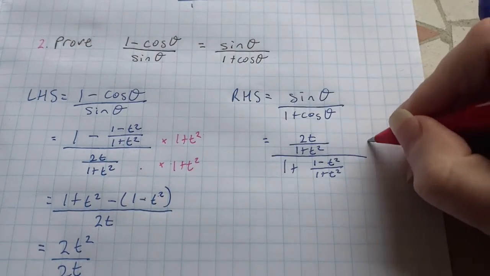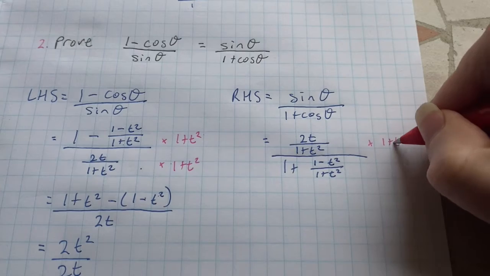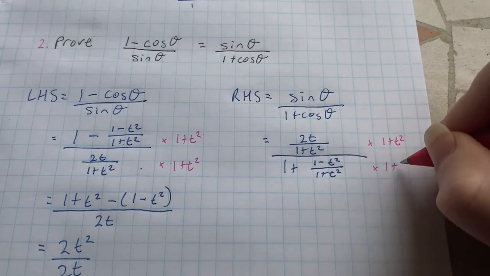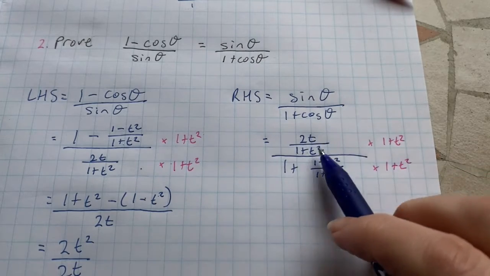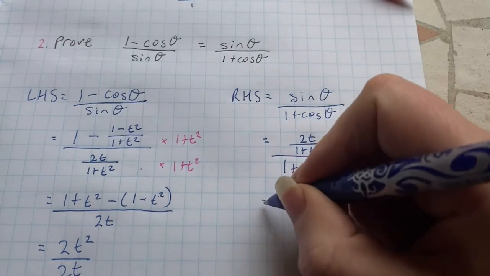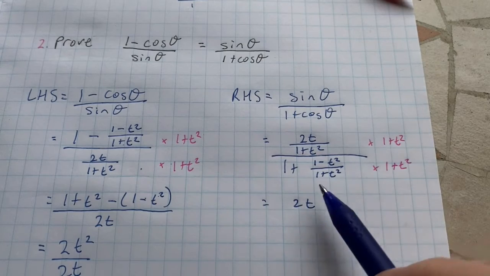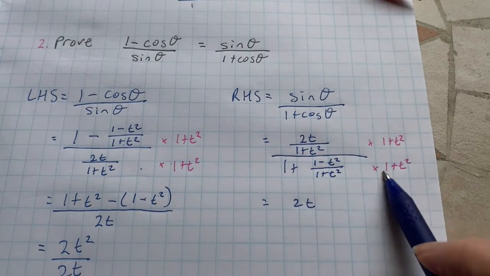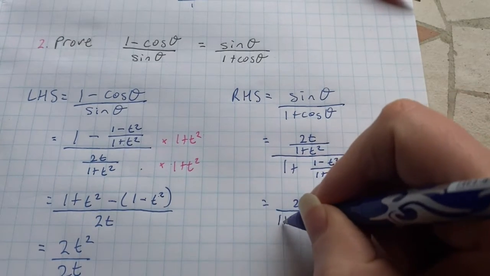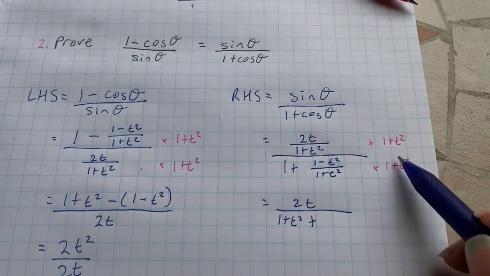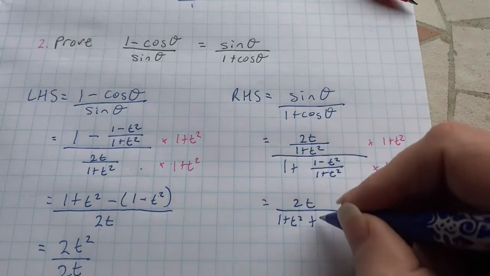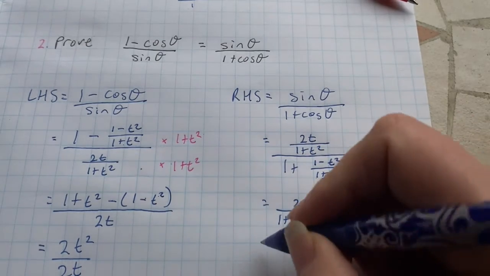Again, I'm going to do the same trick. I'm going to multiply by 1 plus t squared on the top and on the bottom, so I'm not actually changing its value. The numerator, the 1 plus t squared, cancels, and I just get 2t. In the denominator, I've got 1 times 1 plus t squared is 1 plus t squared, plus this times 1 plus t squared, where they cancel, and I get 1 minus t squared.